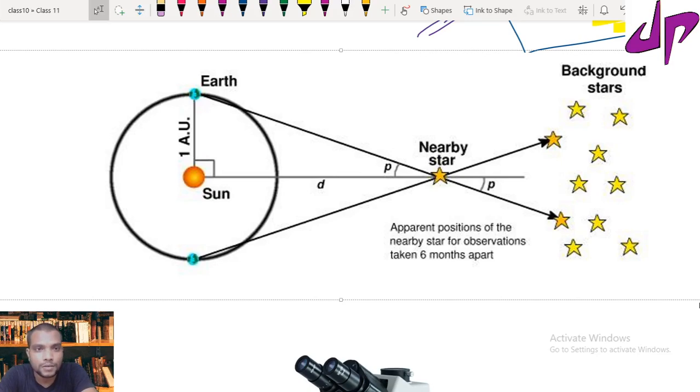Last class we learned how to measure the distance of faraway objects, such as nearby stars. We learned about the parallax method. With the help of the parallax angle, we measure the distance of a nearby star or planet.